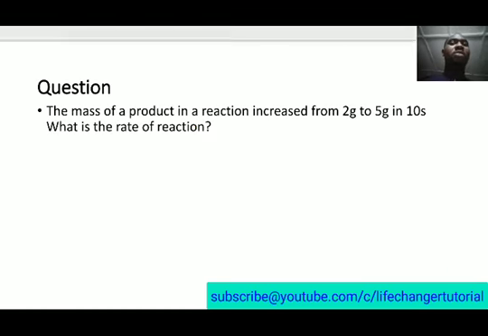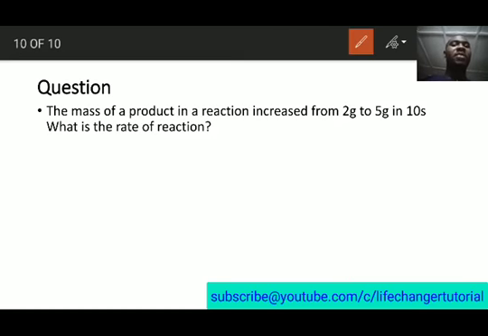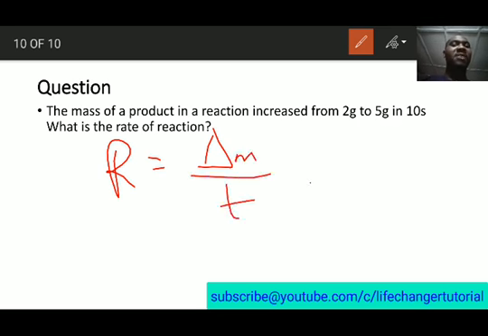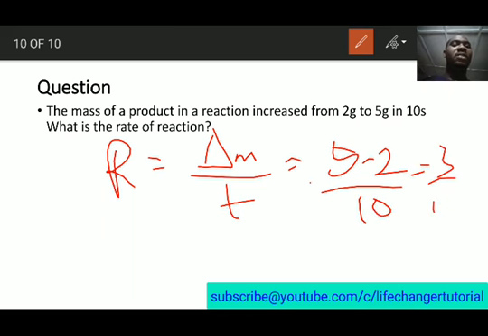Let's see one more question. It says the mass of a product in a reaction increased from 2 grams to 5 grams in 10 seconds. What is the rate of reaction? Very simple. The rate of reaction will be change in mass all over time. So the change in mass is 5 minus 2, divided by time, which is 10. That gives us 3 over 10, which is equal to 0.3.